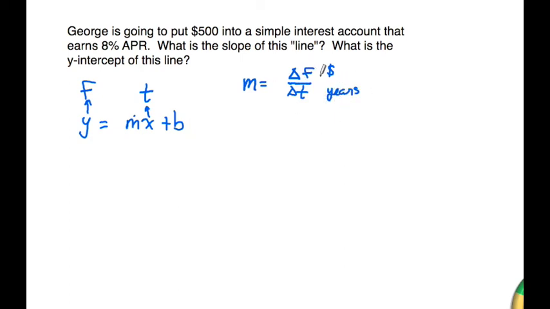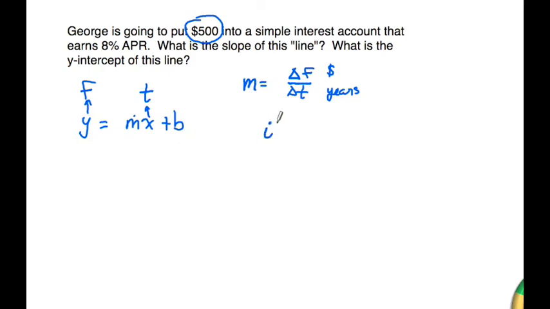So we need the slope to be change in money over change in time. The easiest time frame to talk about is what happens in 1 year. And if it happens in 1 year, it's going to successively happen because there's no change in this formula. All right, so I usually think about, let time equal 1 year. What's my change in my future value? In other words, how much interest do you earn on $500?